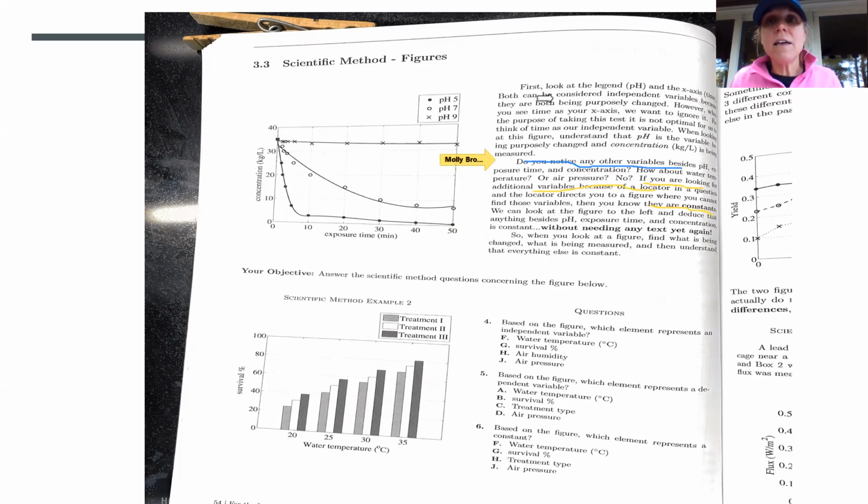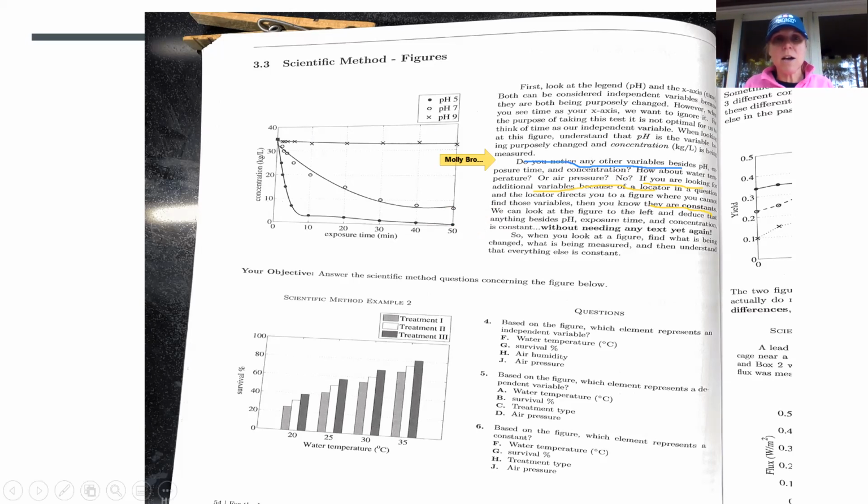So if you see in this figure, we've got independent variable, pH is being changed. What is being measured is the change in concentration levels. Exposure time, you can just ignore as an independent variable. So let's look at the sample questions below. Based on the figure, which element represents an independent variable?